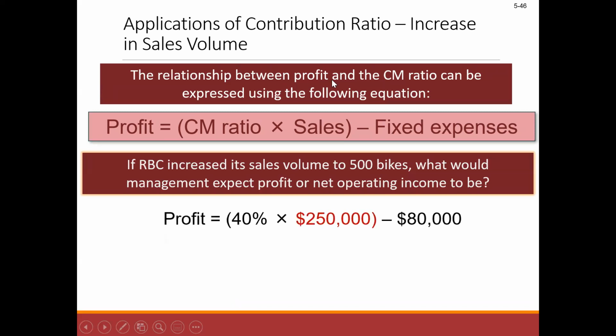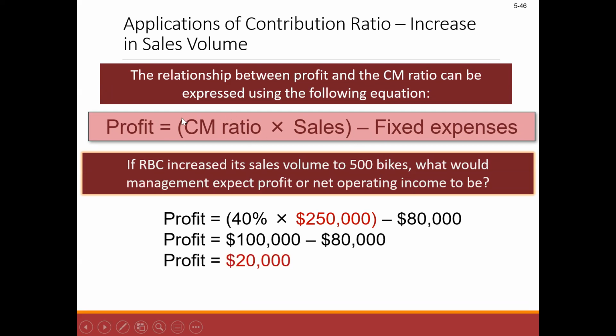Now, the relationship with profit and the CM ratio can also be expressed by the CM ratio times sales minus our fixed expenses. So if we know our CM ratio times the total sales amount, that will give us our contribution margin minus our fixed expenses. Then we take the contribution margin of 100 minus our 80 in fixed, which gives us our profit.